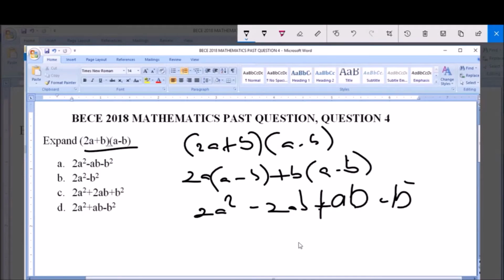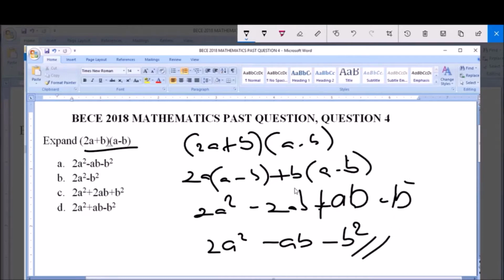Now let's look at this and collect like terms. Here we have 2a². Now we have minus 2ab plus ab. These are like terms, and here we have minus 2 and here we have plus 1. Minus 2 plus 1 is the same thing as minus 1. So that is minus ab, because we have minus 2ab plus ab. Then minus b². So this is the expansion of (2a + b)(a - b).